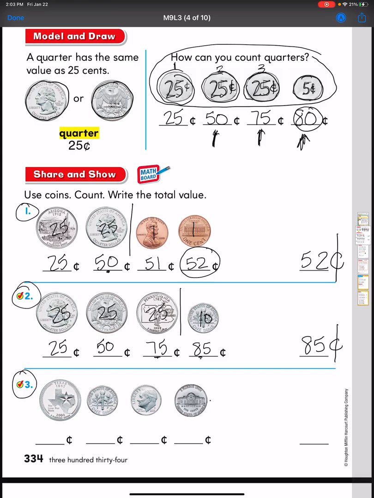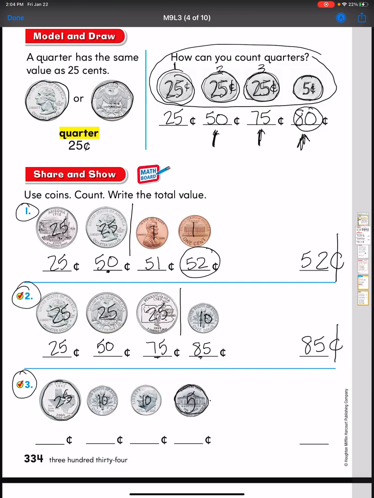So I have a quarter, and a quarter is worth 25. And I have a dime, and a dime is worth 10, and another dime is worth 10, and a nickel is worth 5. Notice how my greatest value is at the beginning, and it goes all the way to the least. 5 is worth the least. So a quarter is worth the most, then a dime, then a nickel. And if I had a penny, it would be after the nickel.